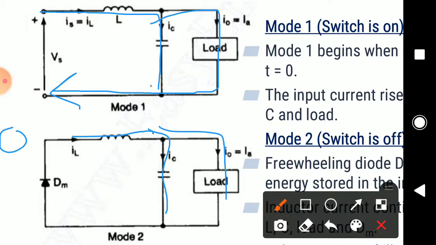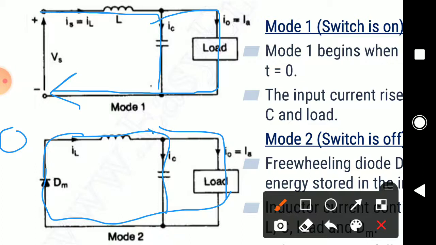Your current through the load, we are assuming that the load current is constant throughout the operation of the circuit, and it's going through the freewheeling diode. You can see it is forward biased, and it is going and completing the circuit. So this is the equivalent circuit for the operation of the buck converter.